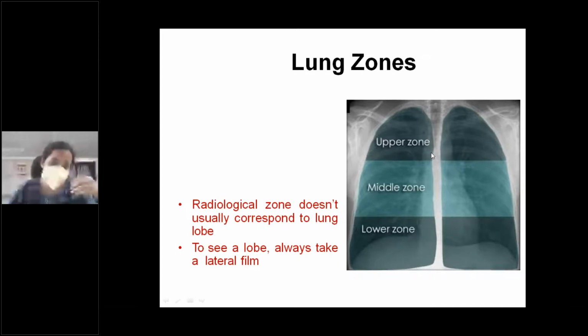it is called the upper zone. And from the level of the second rib to below the level of the fourth rib, it is called the middle zone. And from below the level of the fourth rib, when I mean fourth rib, I mean the anterior aspect of the rib. Okay, we already have learned that you can approximately see six anterior ribs. I mean, the anterior aspect of up to the sixth rib can be visualized.